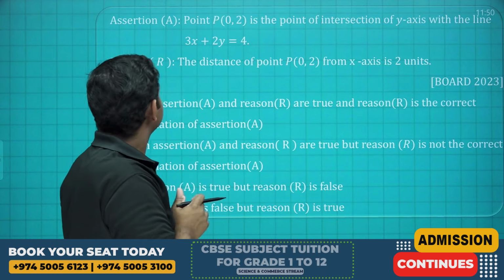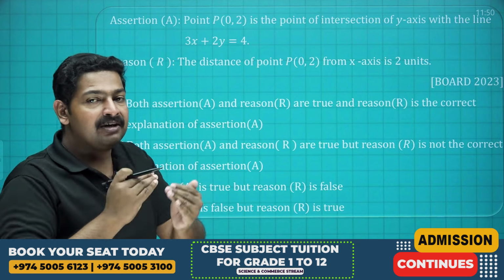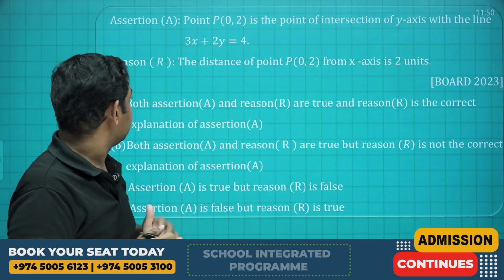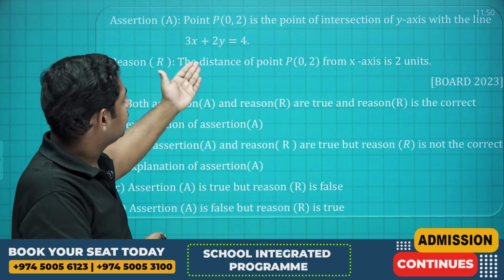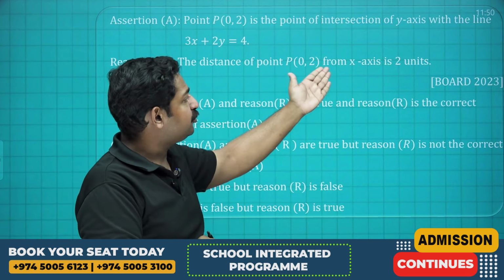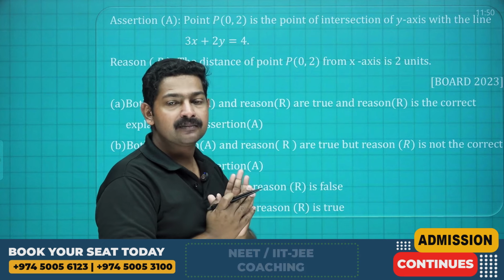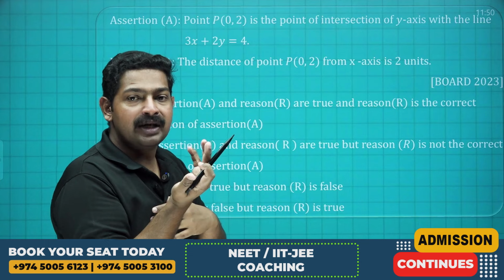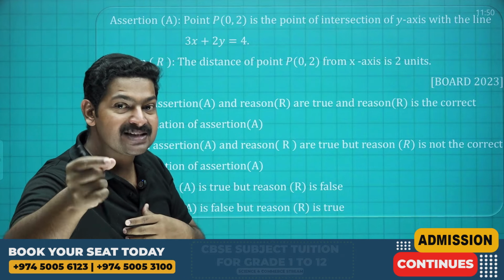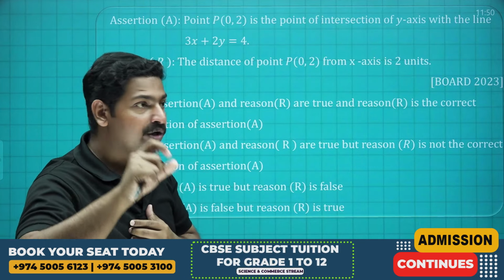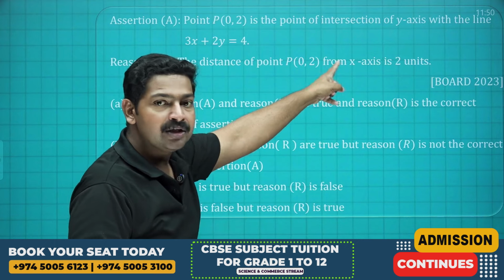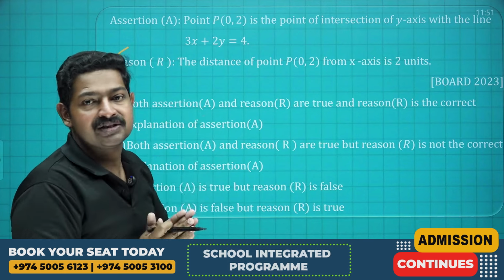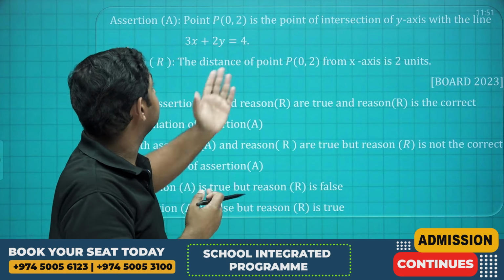So here you can see, as we know, first of all we will read the reason. In most of the times that will be better. The reason is: the distance of the point (0, 2) from x-axis is 2. We know that the distance of a point from x-axis is the y coordinate. The y coordinate is 2 here, so the distance is 2 units, which means the reason is true. Reason is correct. Now we need to read the assertion.